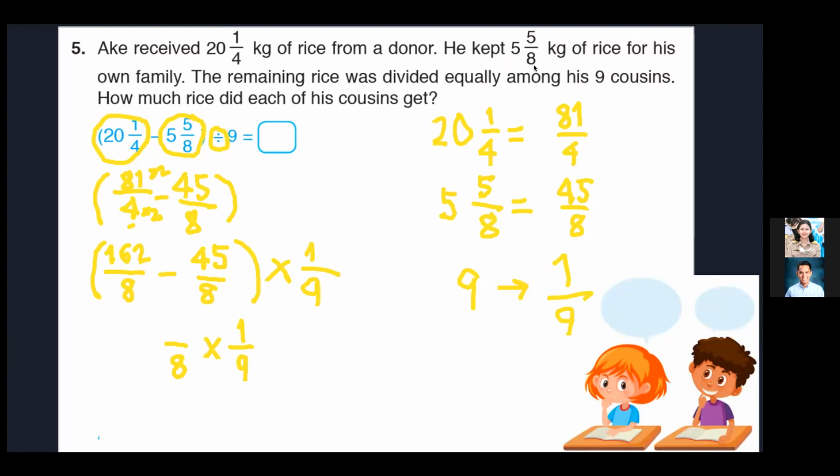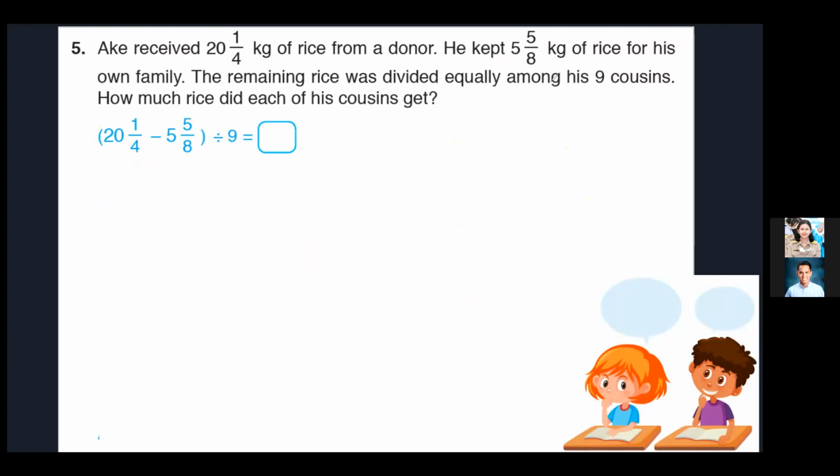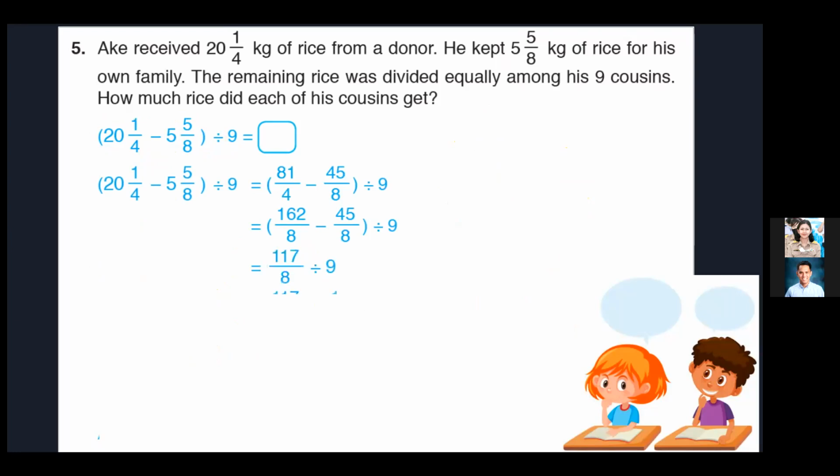Okay, let's see. I'll clear my drawing. Okay, so it will be like this. That's what I have written. Okay, it's 117 and then times 1/9. 117 times 1, 8 times 9. We cannot cancel 117 and 9. So 117 times 1, 8 times 9. Okay, answer is 117 over 72.